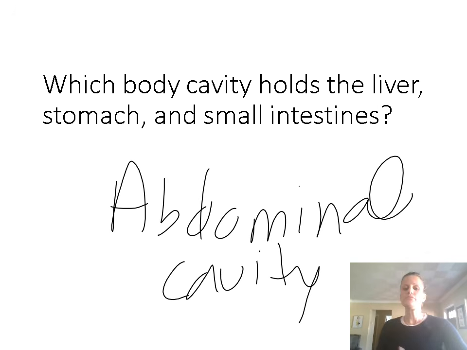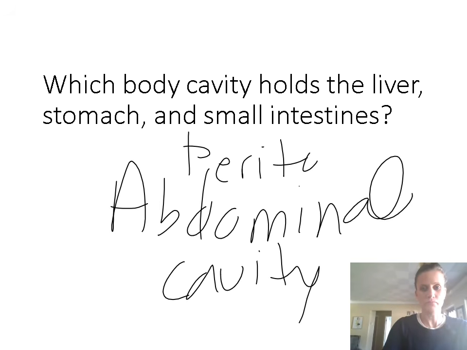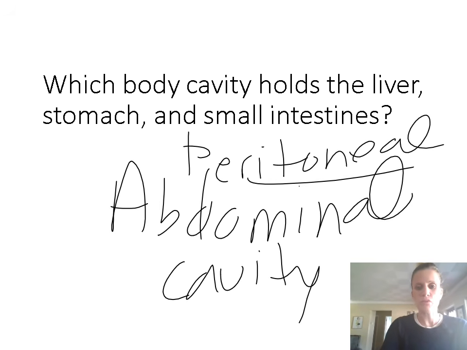Here you kind of have to use your judgment. The abdominopelvic cavity does have these organs in it, but that's not specific enough, because it also has a lot of other organs in it as well. The abdominal cavity, though, is specific. It's the most specific cavity that houses those organs. You could also say the peritoneal cavity. I would be okay with peritoneal as well.